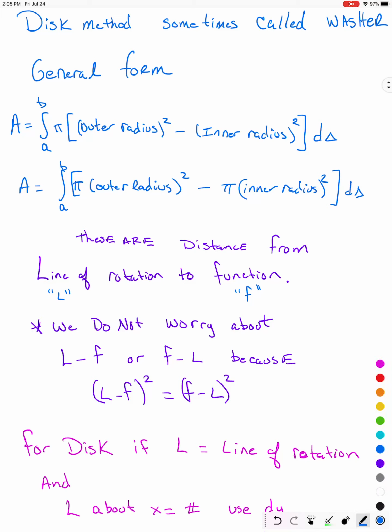So remember one thing that's really important, and if we can kind of get a grasp on this, I think it can really help us. The outer radius and the inner radius are distances from the line of rotation to the function. So the radius is the distance from the line of rotation to the function. That's always true, no matter what method we're using. So when we're talking about a radius, it's from the function to the line of rotation, or from the line of rotation to the function.